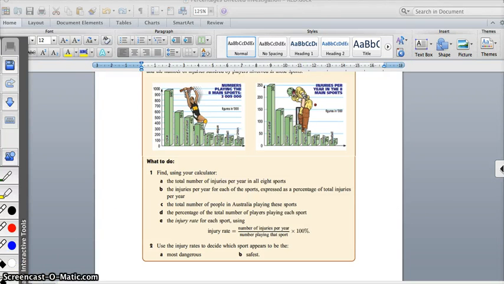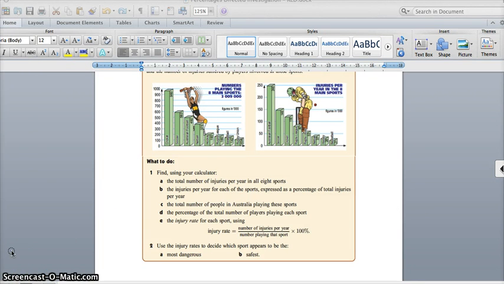Okay, so we're looking at this directed investigation. And this first question is, what is the total number? So it's not asking you for any percentage. It's asking for the number of injuries per year in all 8 sports: 1, 2, 3, 4, 5, 6, 7, 8. There's the 8 sports.